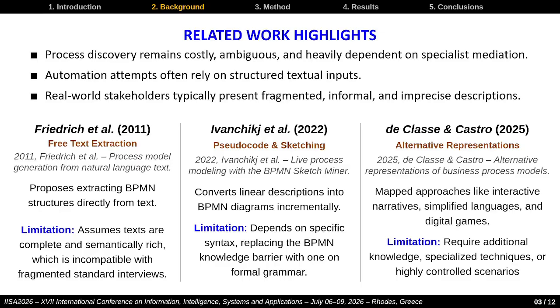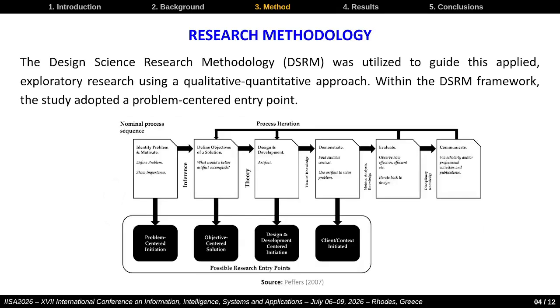The design science research methodology, DSRM, was utilized to guide this applied exploratory research using a qualitative-quantitative approach. Guided by the six steps of the DSRM framework and a problem-centered entry point, this study progresses from problem identification and objective definition to architectural execution.